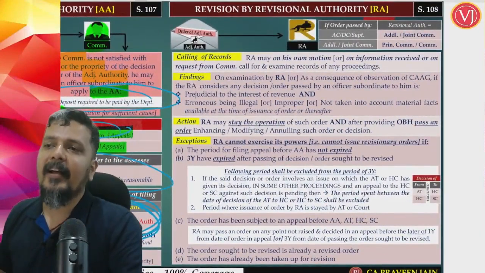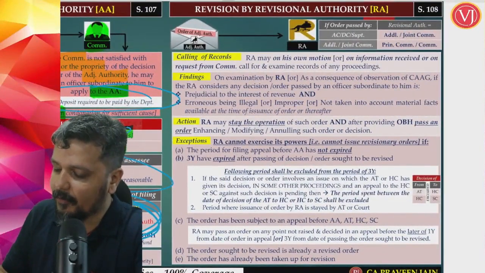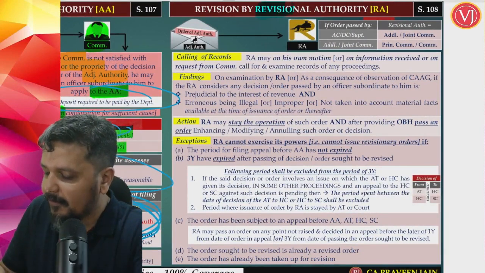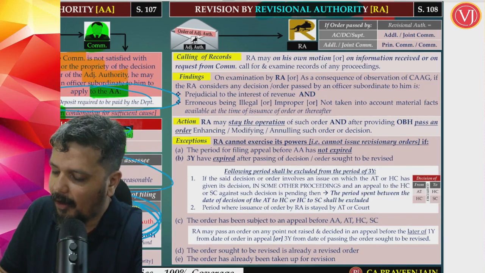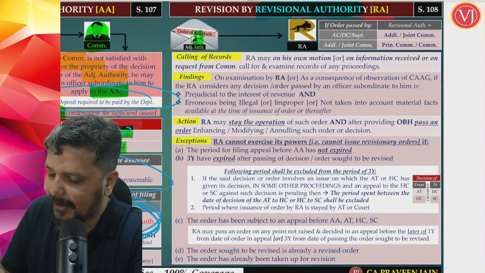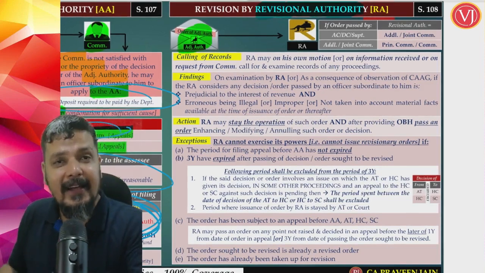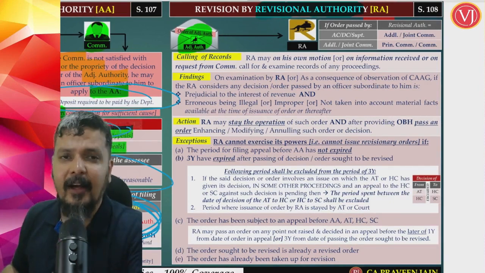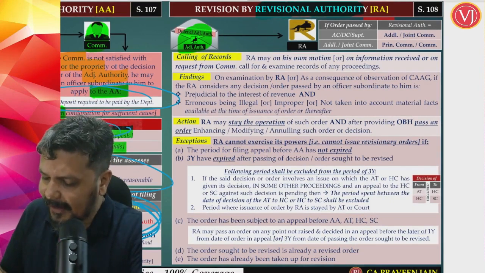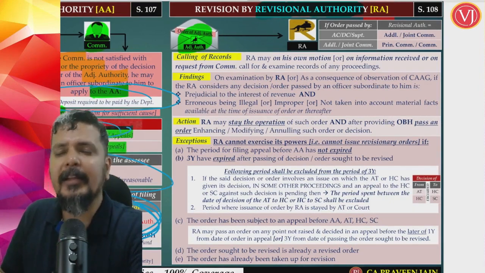Now, in first appeals, there is a second chance, which is only for the department, called the revision authority. There is an order of the adjudicating authority which is against the department, and then the revision authority comes in. Who will be the revision authority?